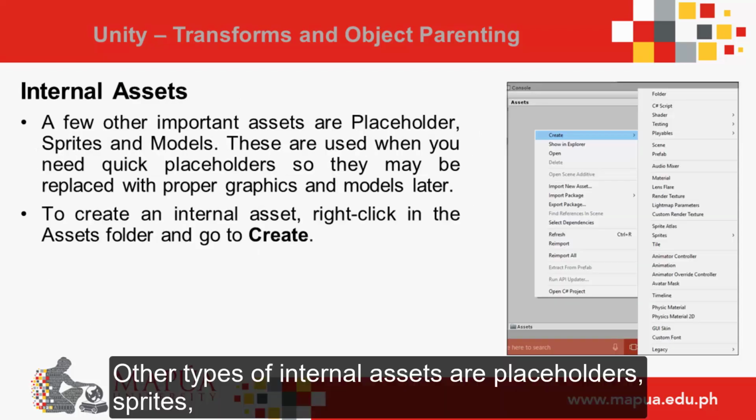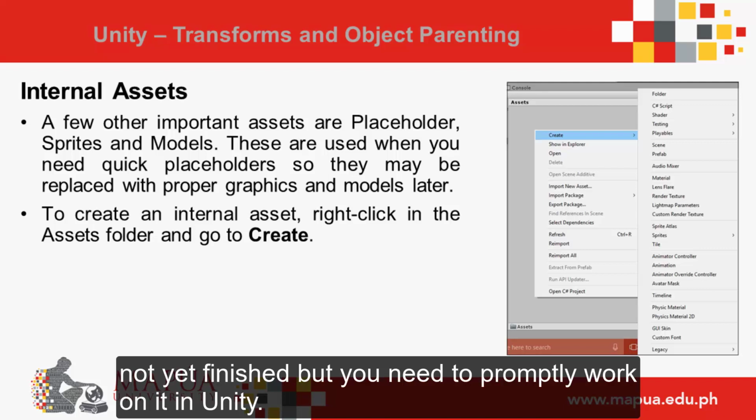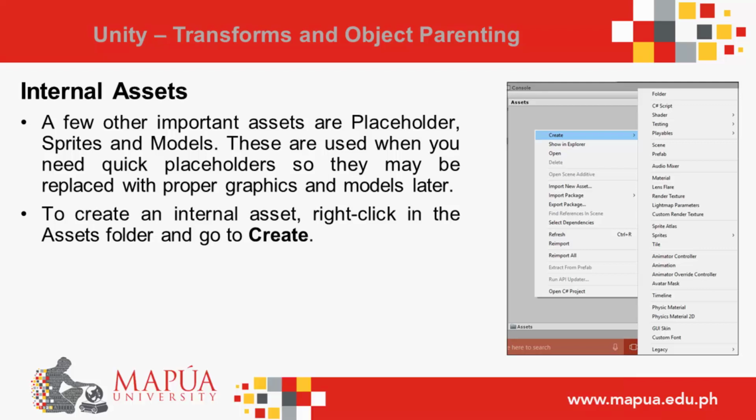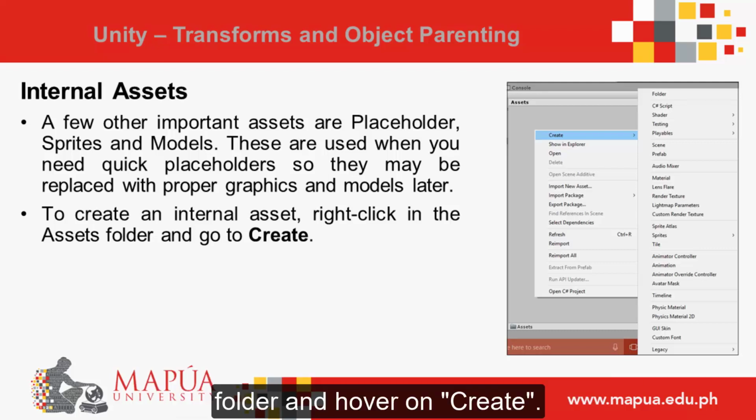Other types of internal assets are placeholders, sprites, and models. These are useful when the final game asset is not yet finished but you need to promptly work on it in Unity. In creating internal assets, right-click on the Assets folder and hover on Create.